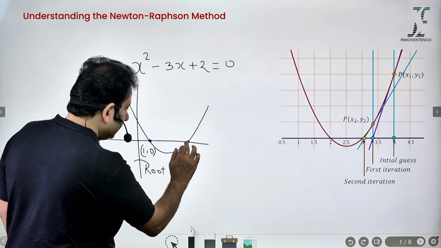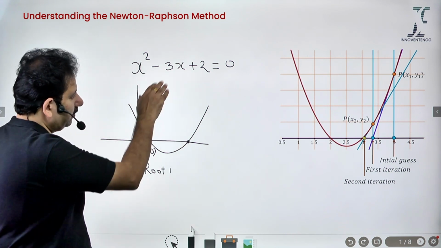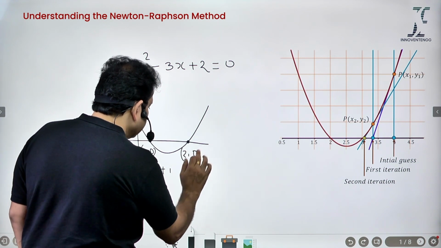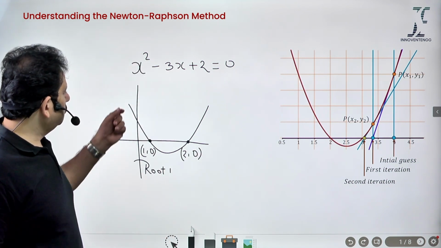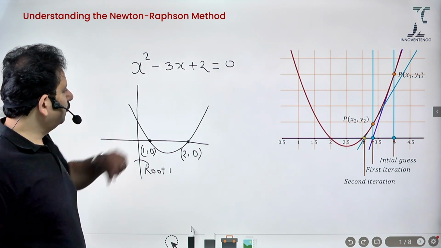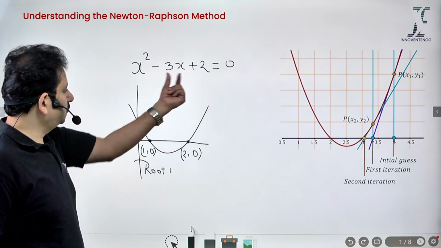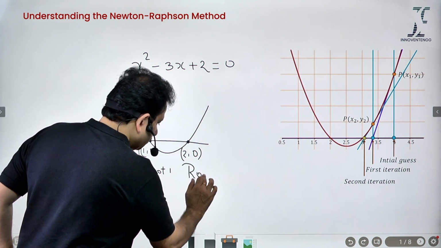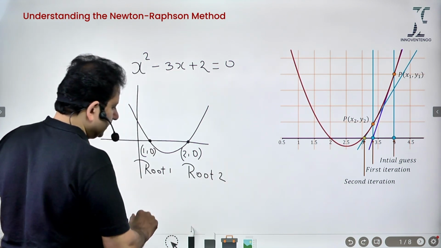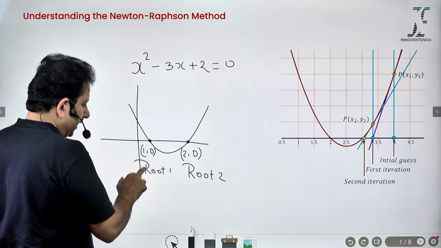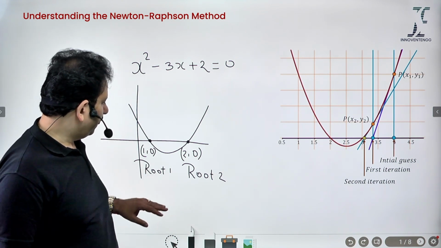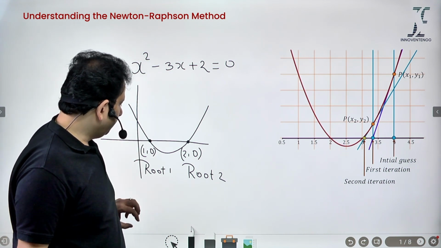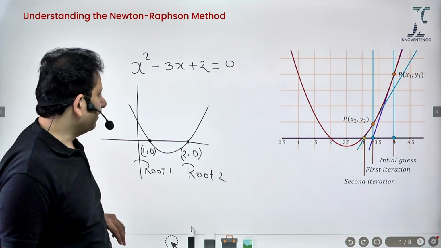And the other point where it crosses the x-axis is 2 comma 0, because if you put x equal to 2, it becomes 4 plus 2, 6, minus 6, that is 0. So this becomes my root 2. That is, x equal to 2 is my root 2 and x equal to 1 is my root 1. So these are the two roots which can be found easily using a graphical method.